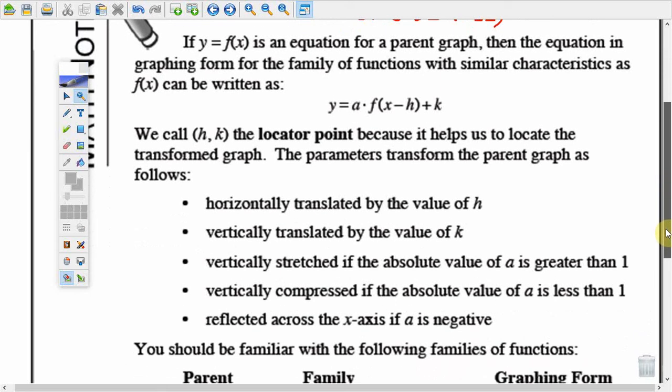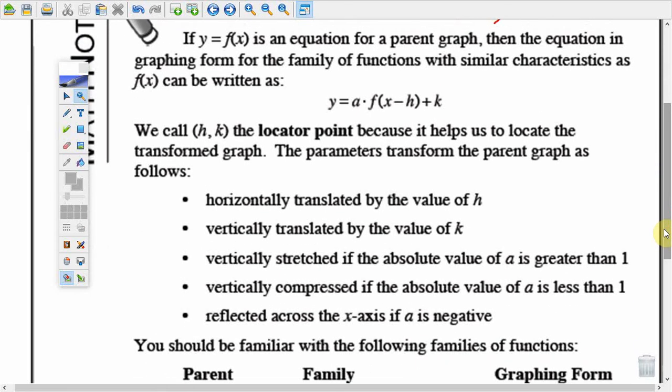Anytime we add or subtract something from the x, which is what's happening with our h value, that's going to shift our graph back and forth. It's going to horizontally translate our graph. Our k value, which is actually being added to our y, but we move it over to the other side, shifts our graph up and down.